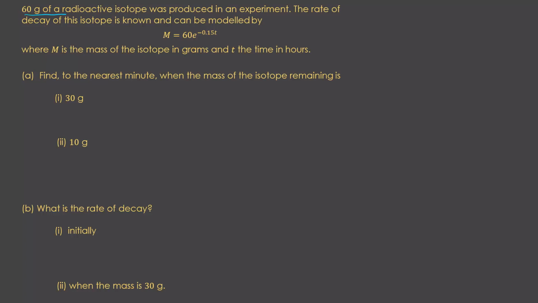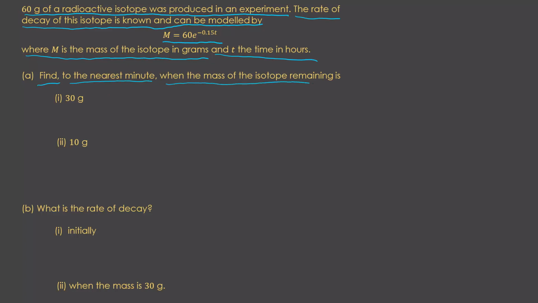60 grams of a radioactive isotope was produced in an experiment. The rate of decay of this isotope is known and can be modelled by m is equal to 60 e to the negative 0.15 t, where m is the mass of the isotope in grams and t the time in hours. Find, to the nearest minute, when the mass of the isotope remaining is, first of all, 30 grams.